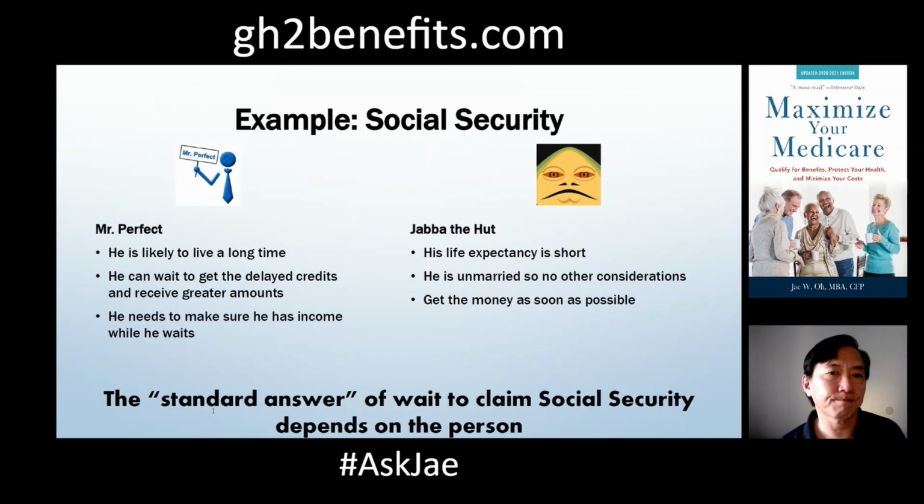Let's continue on with Social Security. Here's a very good example. Mr. Perfect, he's likely to live a very long time, right? There's the idea that you can delay your benefit, delayed credits, 7%. People know this. He can wait and receive greater amounts. What does he need to do? He needs to make sure that he has income while he waits, right?